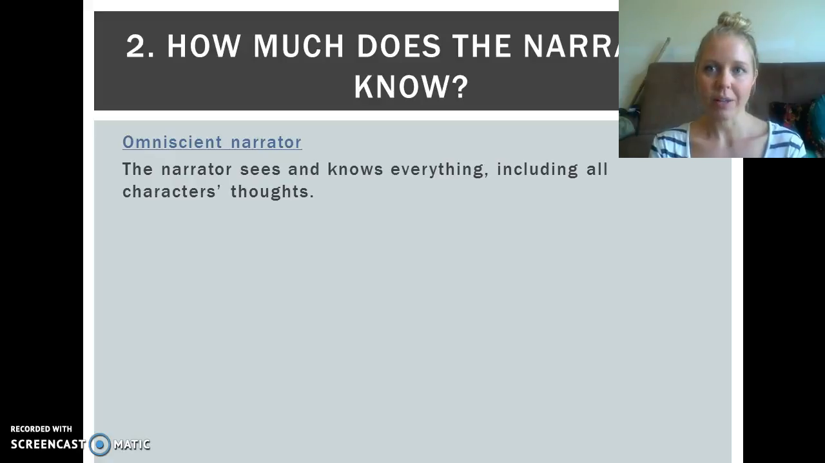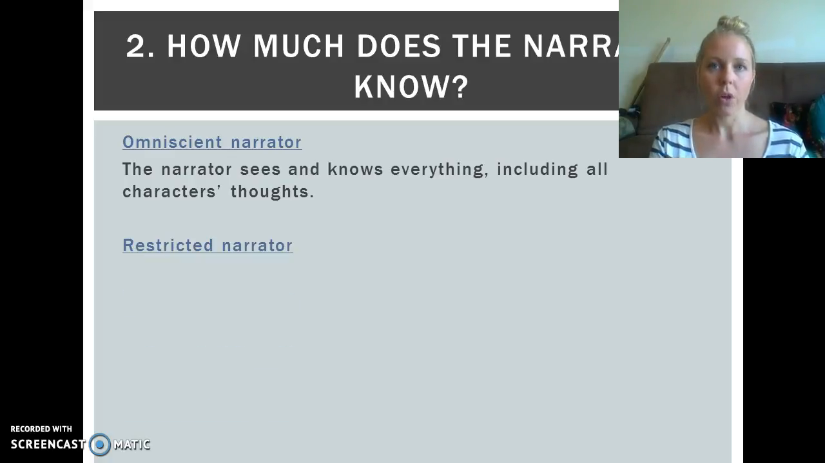The first one, you might be able to cast your mind back to Year 10 when we did The Boy in the Striped Pajamas, and we talked about these 2 different styles of narrators. So the first one is the omniscient narrator. This is where the narrator sees and knows everything, including all of the characters' thoughts. So remember, this is where a narrator would be able to jump around between characters and explain everything that's going through their mind and everything that they're thinking.